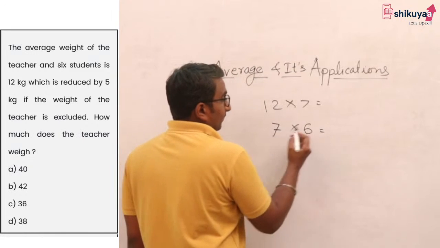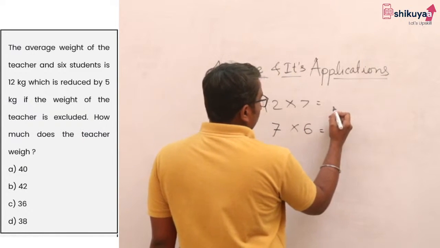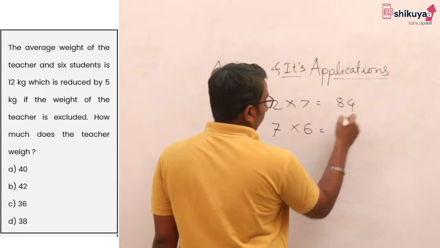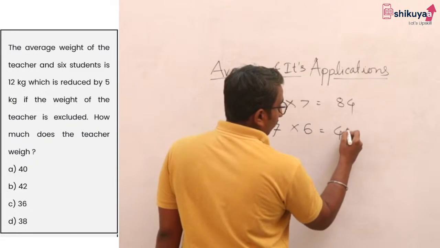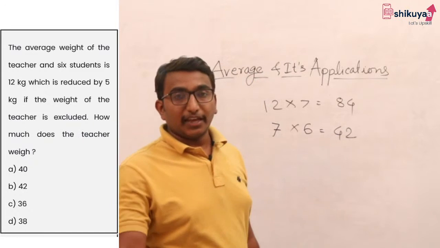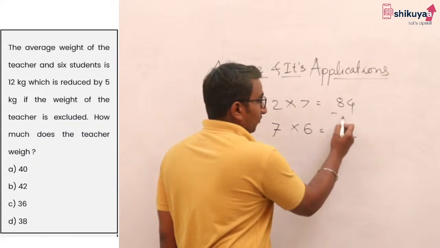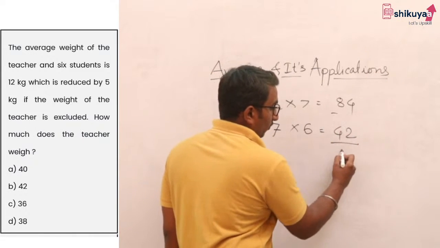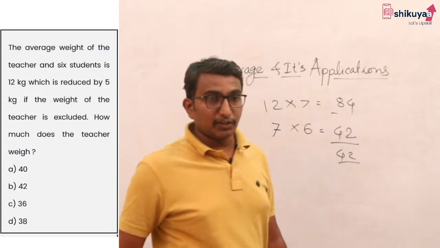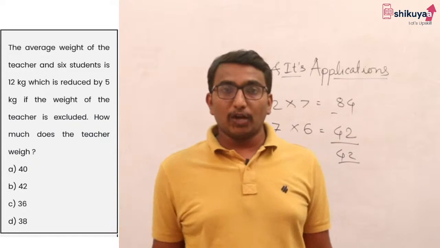So 12 sevens are 84 and 7 sixes are 42. So what is the weight of the teacher? It is 84 minus 42, which is going to be 42, which is given in option B. I hope you all have understood.